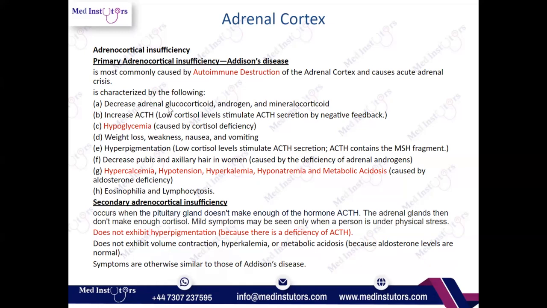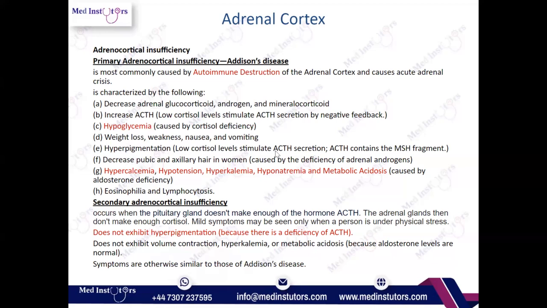It is characterized by decreased adrenal glucocorticoid, decreased androgen, decreased mineralocorticoid. Since these hormones are decreased, ACTH would in return increase, because the pituitary and hypothalamus are trying to compensate for that loss. So that's why ACTH is increased. Hypoglycemia, because we know the normal function was to increase glucose level, but now there is no cortisol, so there would be no further formation of glucose, so hypoglycemia.